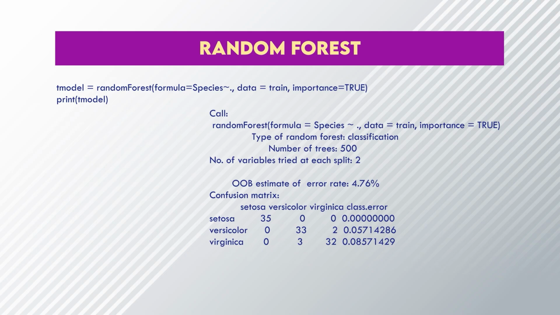Similarly for virginica, it has predicted 32 as virginica, which is correct, but 3 which are virginica are predicted as versicolor. So this is how the confusion matrix is telling you that 32 virginica were correctly predicted by the random forest, and 3 that are supposed to be virginica are classified as versicolor. So that is the error in here.